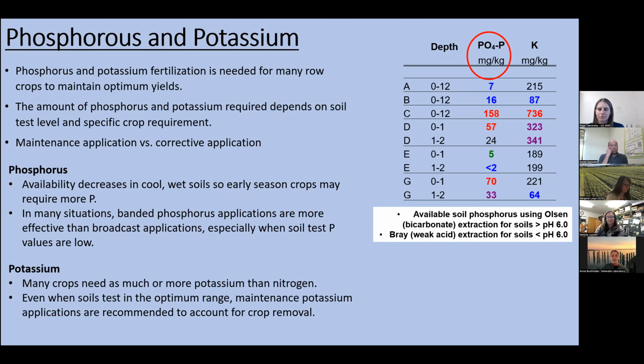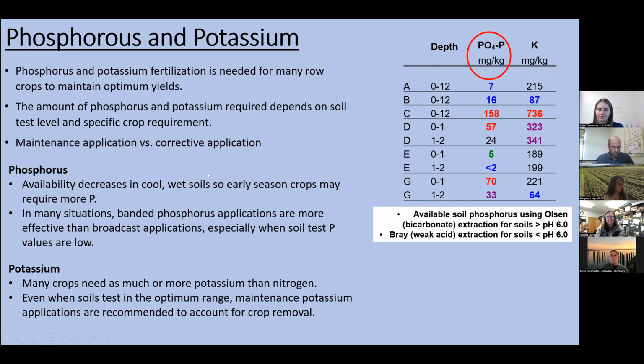Potassium is really needed in huge amounts in a lot of crops. I work with a lot of tomato growers, and I recommend quite a bit of potassium. They actually need as much or more potassium than nitrogen, and it can often be overlooked. So it's really important to look at that.